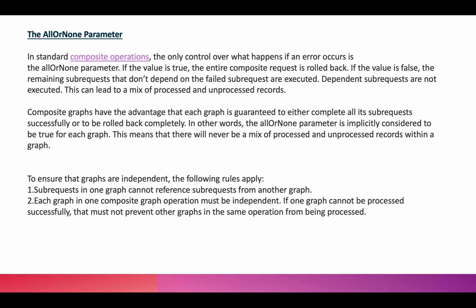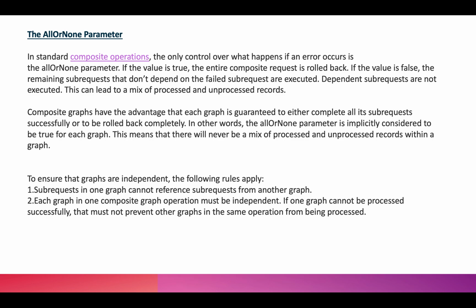That is, if it is false, the transaction will no longer hold its validity. It will work as if there is no foundation, and the subsequent requests will continue their execution irrespective of whatever has happened with the previous state of the composite request. Dependent sub requests are not executed if it is set to true, and the entire composite request will be rolled back.